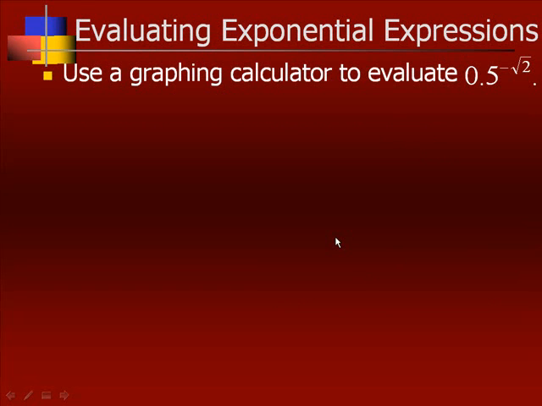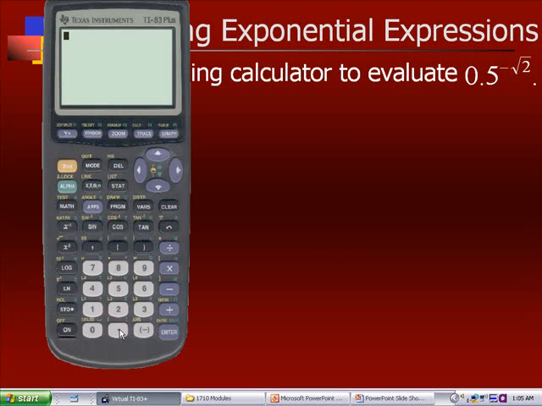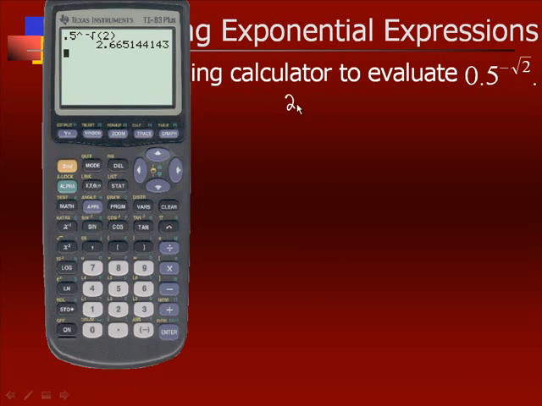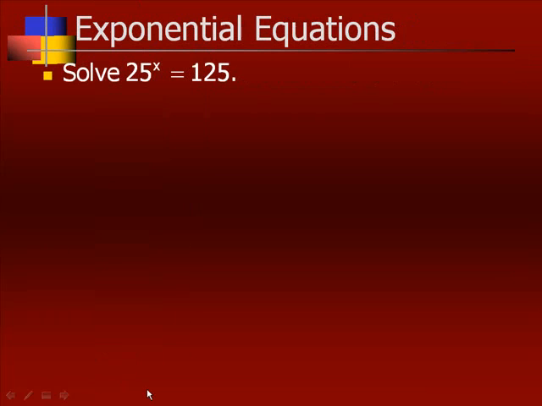Let's use a graphing calculator to evaluate some of these exponential expressions. So if we wanted to do this on our calculator, we would do 0.5 to the power of negative square root of 2. And that would give us 2.665.